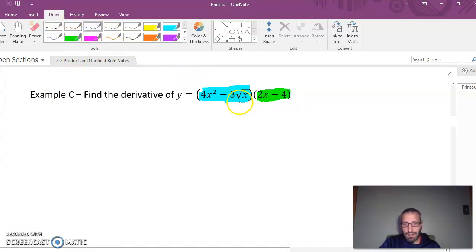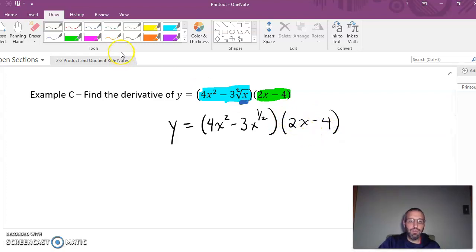I hope you all said, I noticed that there's a square root inside that guy right there. And when we had square roots using our power rule, didn't we have to rewrite that? So I'm going to rewrite this before taking a derivative. I'm going to rewrite this as 4x to the second power minus 3x to the 1/2 power, times 2x minus 4. X to the first becomes the numerator, and the 2 can be the denominator of that fraction.